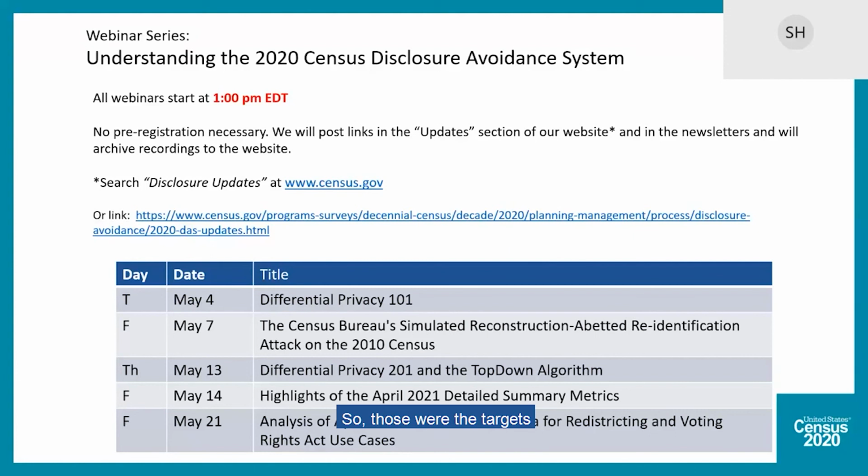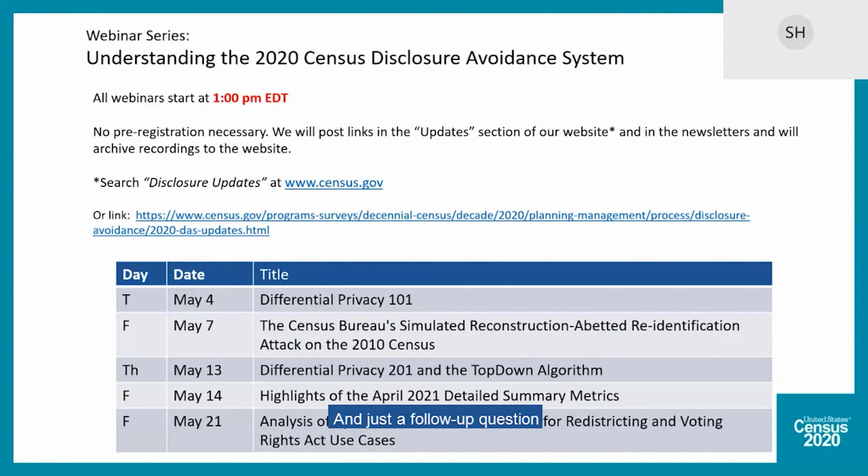So those were the targets that we set. We're eager to have our data users go in and evaluate the demonstration data at that level of accuracy and get back to us. Does it meet your use case fitness for use needs, or do we need to do a little additional tuning to better make it meet those needs?